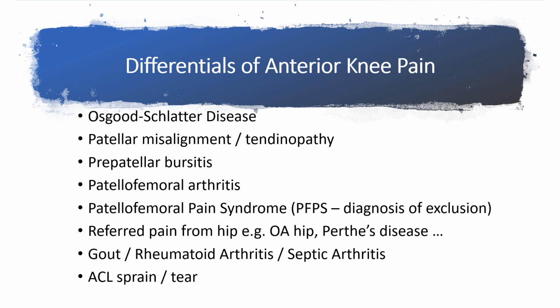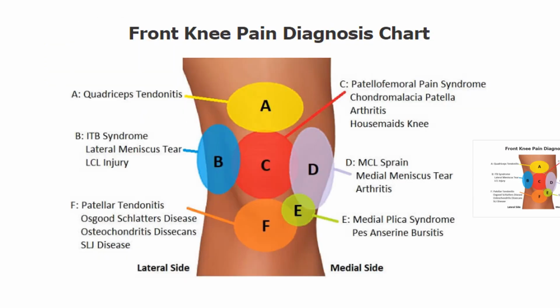Is there any instability of the knee? Was there any popping sensation or sound that could relate to a possible tear? So these are all things to think about when looking at the anterior knee. Also, think about the lateral and medial aspects of the knee.